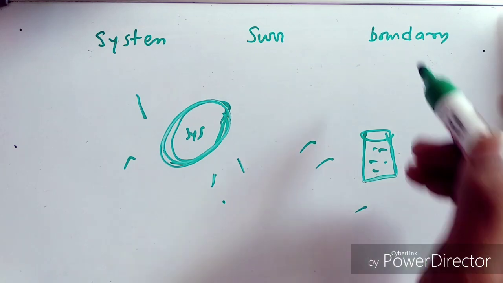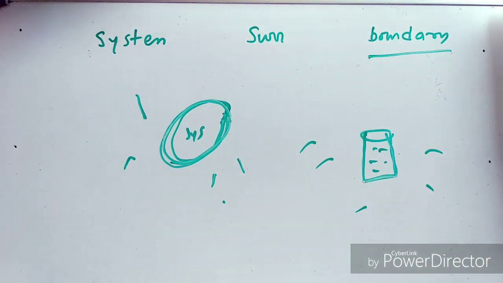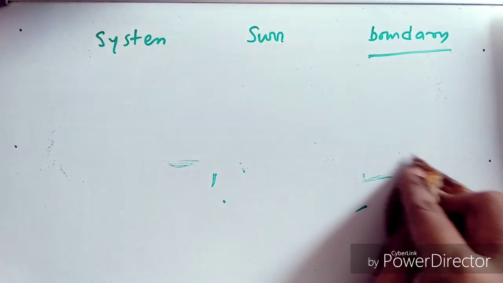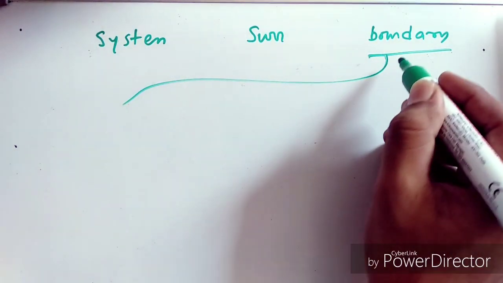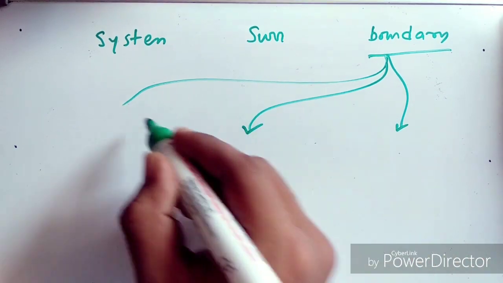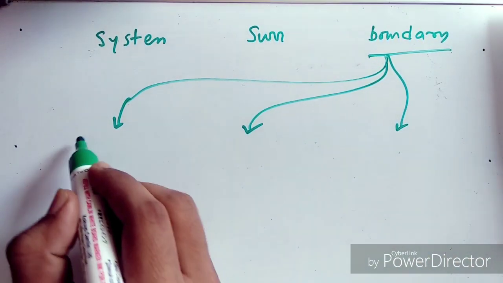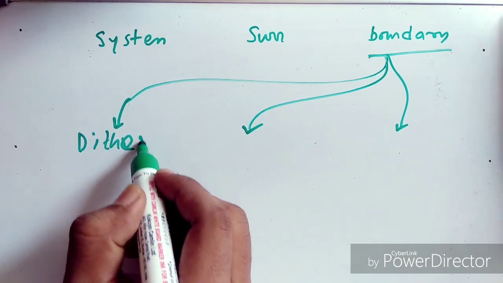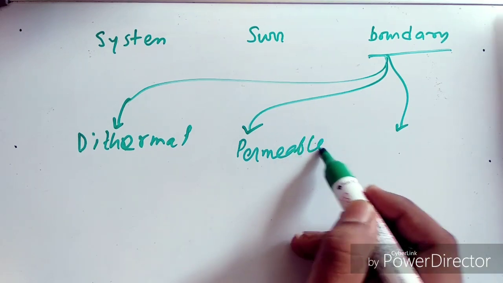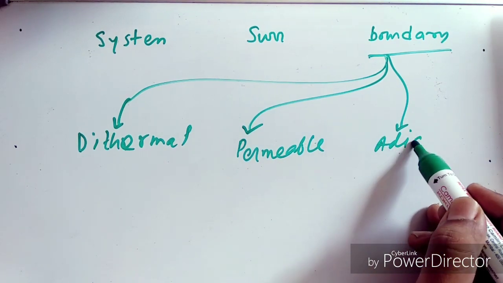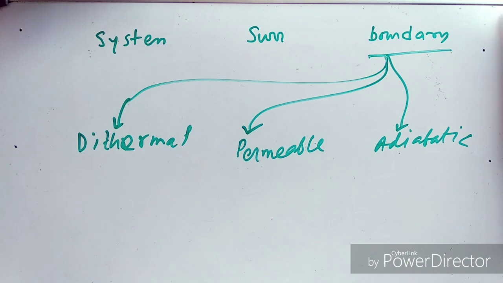Now we will discuss the boundary. What are the different types of boundaries that are possible? Basically there are three types. The first boundary is the dithermal boundary. The second is the permeable boundary. The third is the adiabatic boundary. So: dithermal, permeable, and adiabatic.